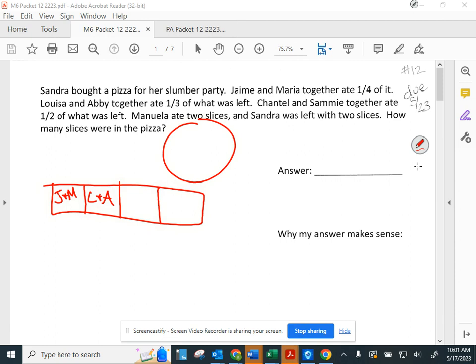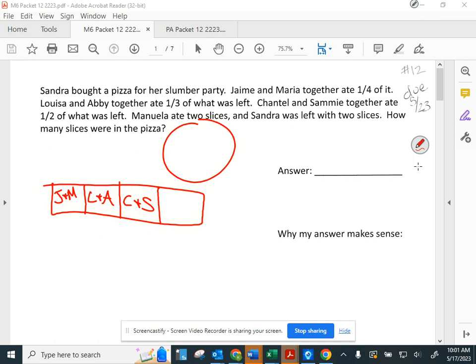Then Chantel and Sammy together ate half of what was left. So how much is left? 2 sections, 2 boxes. How much would half be? 1 of those. So Chantel and Sammy ate that. So I only have 1 section left. Manuela ate 2 slices, and Sandra was left with 2 slices.